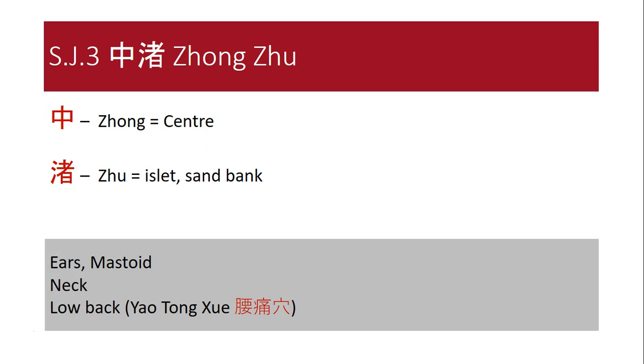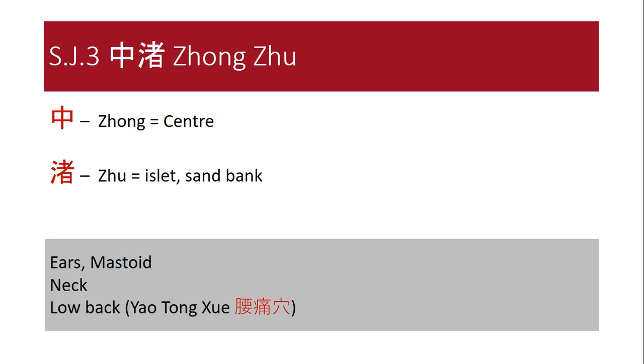San Jiao 3, Zhong Zhu, the central island, is again suggestive of the irrigation, lymph function of the San Jiao. In this case, it might be suggestive of the tissue itself as the bank of the river, or it might be suggesting the accumulation of dredges, of sand.